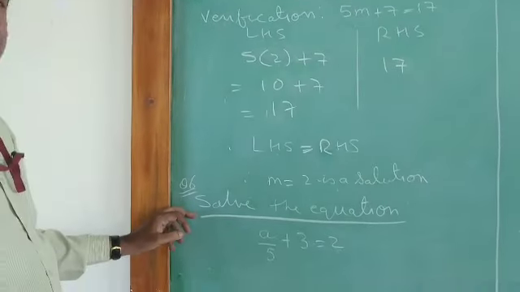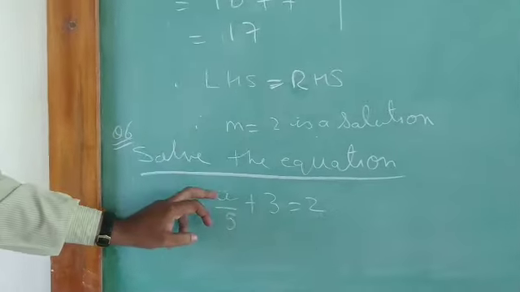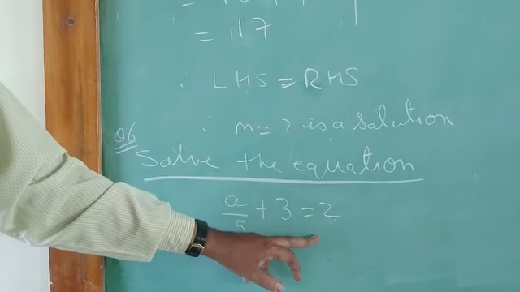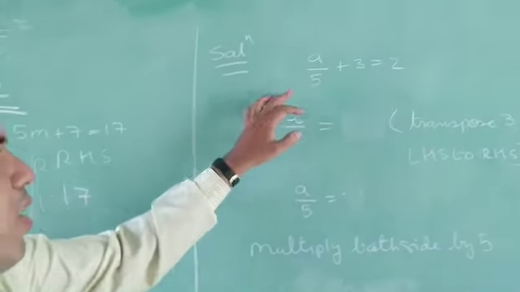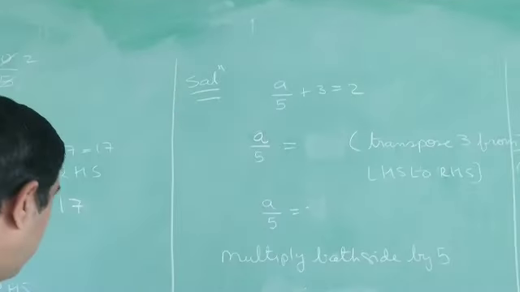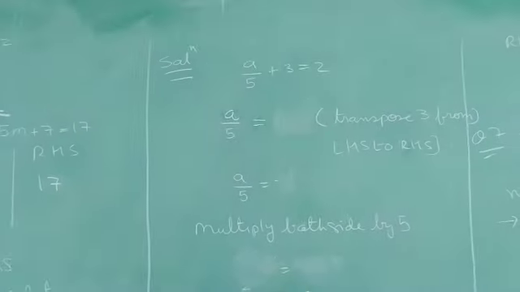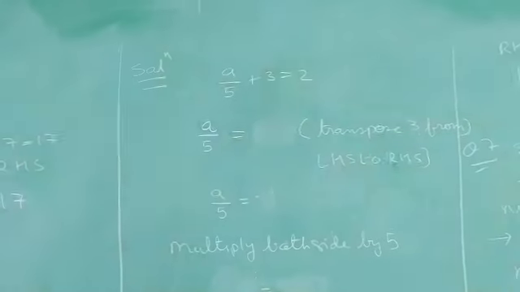Now, question number 6. Solve the equation a by 5 plus 3 equals 2. I have to solve this equation. Now you can see the solution. Here, I am not going to write a step. I am going to use the other method, that is transpose.